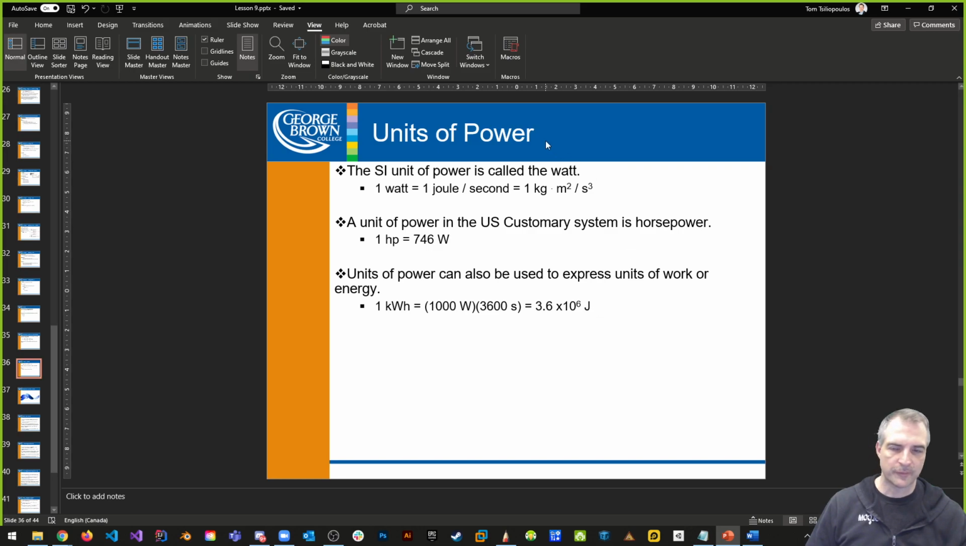We talked about units of power before, which is a watt, which is a joule per second: how many joules per second we can transfer. So power is really transferring energy. That's what we're doing here.